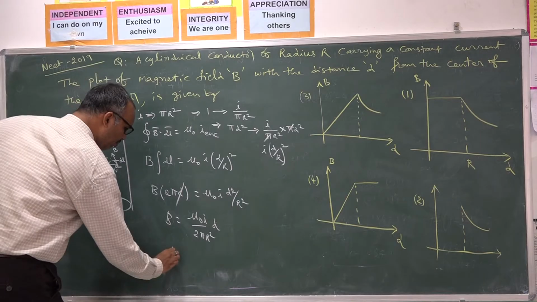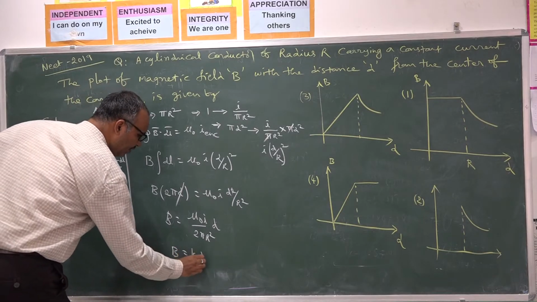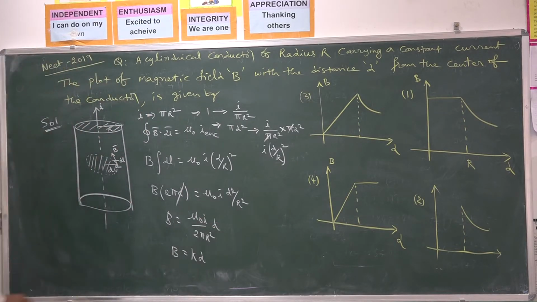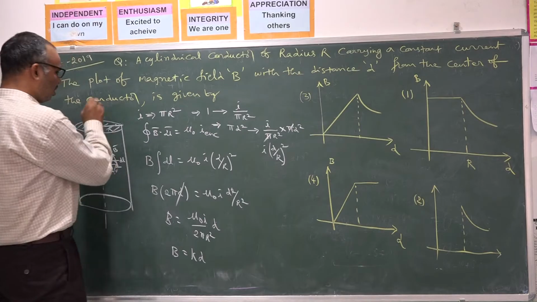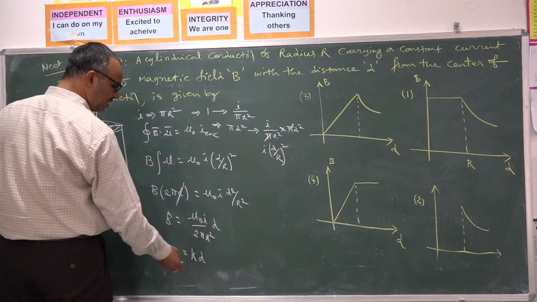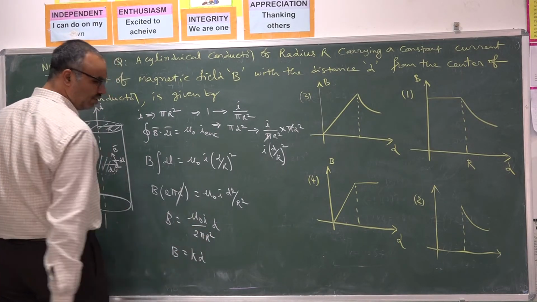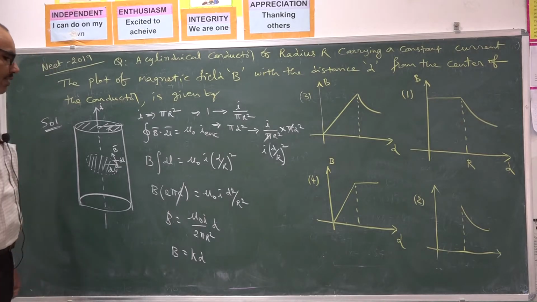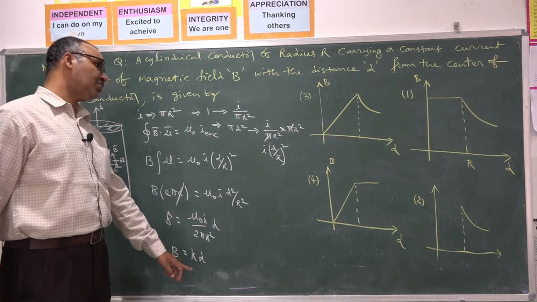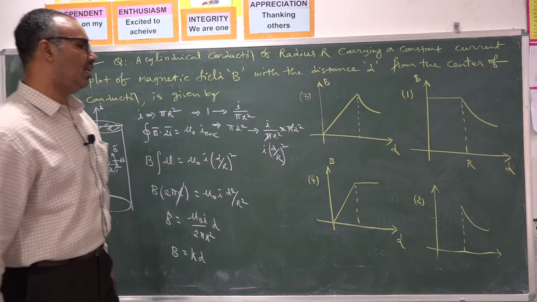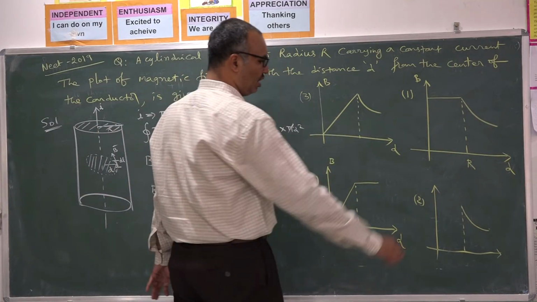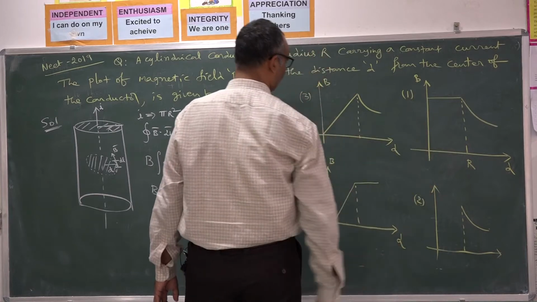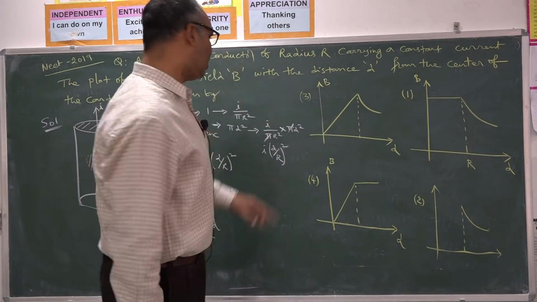It is in the form of B is equal to some constant k into d, because I is the strength of current, total current constant, R radius constant, mu naught constant, 2 pi constant, everything constant. B is linearly proportional with the distance. The linear proportionality is observed in graph 3 and graph 4. So obviously this is a wrong option. Among these two, which is correct?